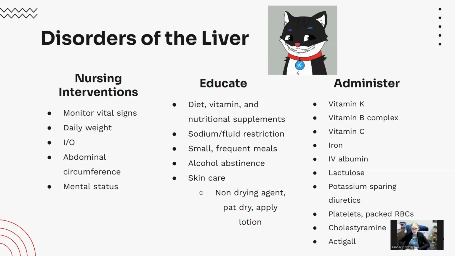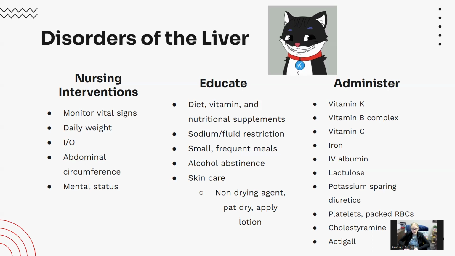We're going to give a vitamin B complex, vitamin C, iron. We're going to give IV albumin, which is going to help restore plasma volume and improve edema. We're also going to give lactulose. Lactulose is going to be administered for elevated ammonia levels, and it works by drawing water into the bowel, causing diarrhea. And so stool is going to be where the majority of your bilirubin is excreted.